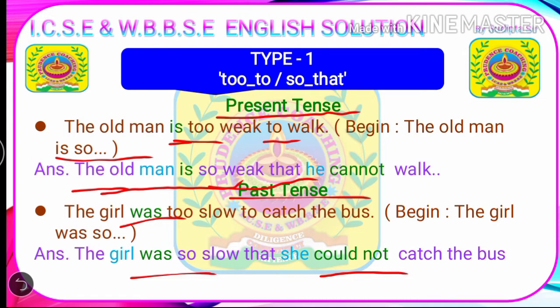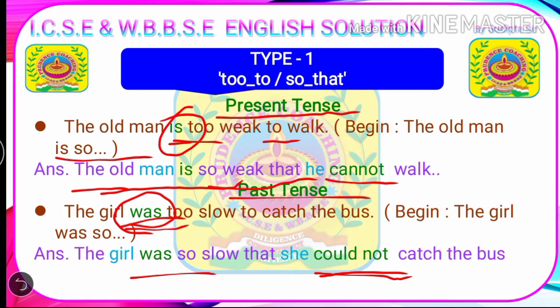So the basic difference between the present tense and past tense is, we can identify the present tense by looking at is, and we will find was in the past tense. For is we will have to use cannot, and for was we will have to use could not. So the final answer is, the girl was so slow that she could not catch the bus.